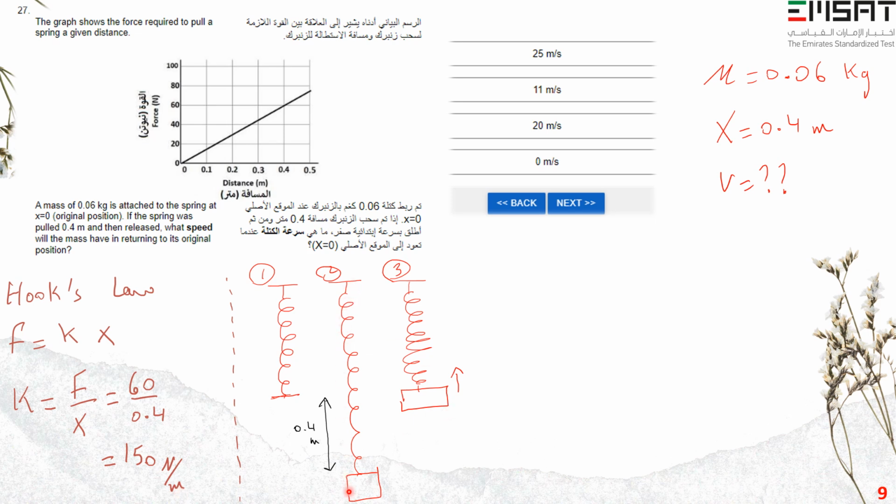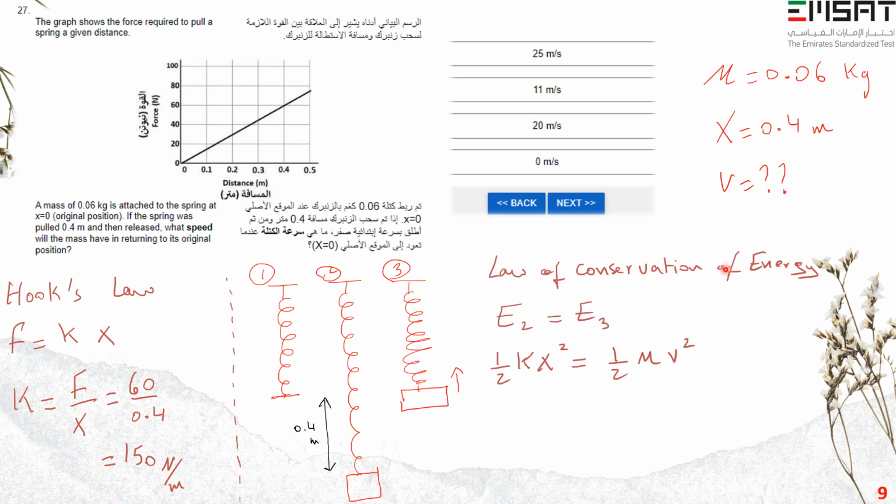So we attach a mass to the spring, and of course the spring will be extended, and the extension in this case is 0.4 meter. Of course, when we release it, the spring will get back to its initial position. So we need to calculate the velocity of the spring at position 3 here. Okay, so using the law of conservation of energy, we already know that the energy in position 2 is equal to the energy in position 3.